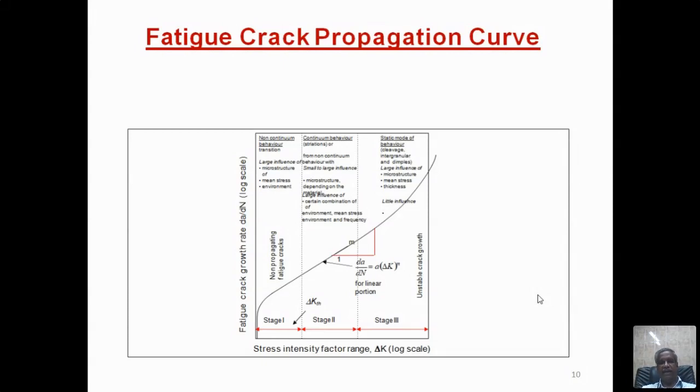So that's why it's da/dN equals C into delta K power m. That's the equation proposed. It's not a small a, it's a capital C. So for this linear region, this equation is proposed. What is da/dN? It is the y-axis, y. And C is the intercept of the curve, delta K is the x-axis, x, and m is the slope of this curve. The slope of the curve is dy by dx. We'll see that later. Right.